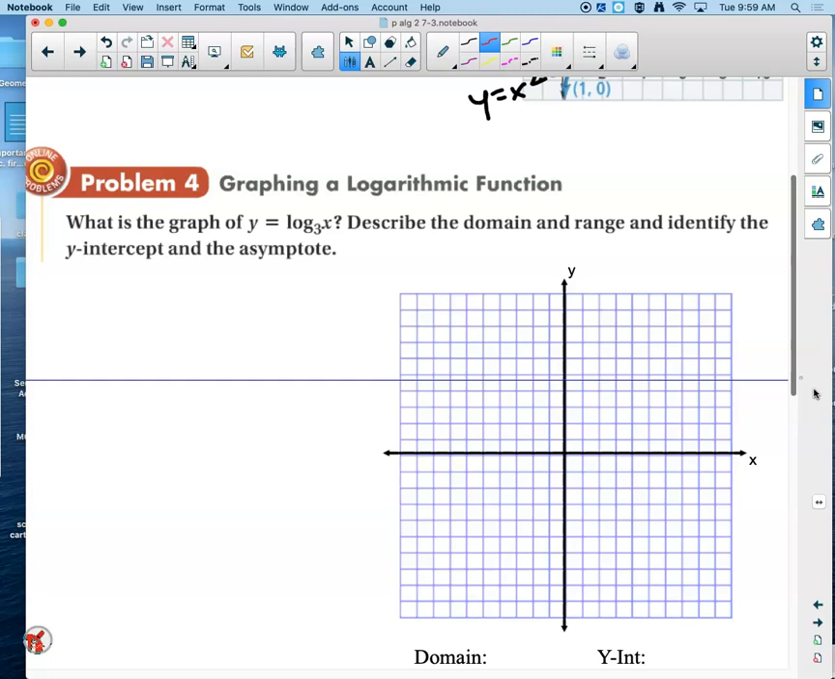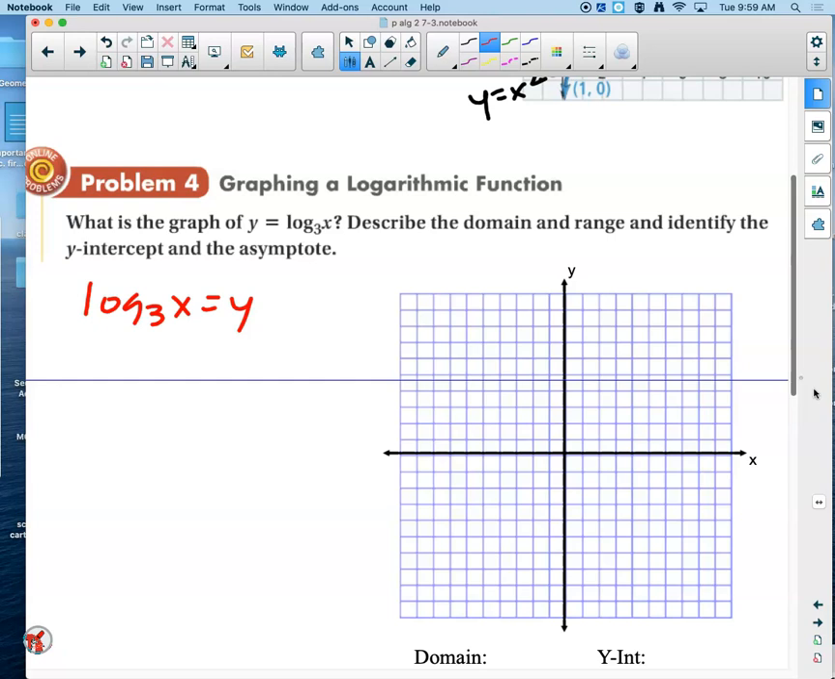Describe the domain, range, identify the y-intercept, and the asymptote. Well, we start here. And we say, I don't know what that graph looks like. It's got to look something like that logarithm graph they had up there before, but whenever we start graphing anything, we're supposed to make tables. So how do I do that? Well, we snail shell it.